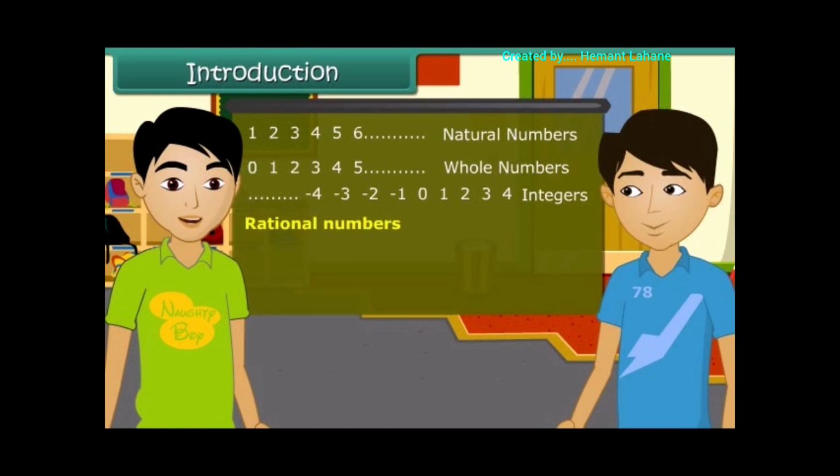These numbers are in the form numerator by denominator, where numerator is either 0 or a positive integer, and the denominator a positive integer. I did not understand. Come, I will explain you.